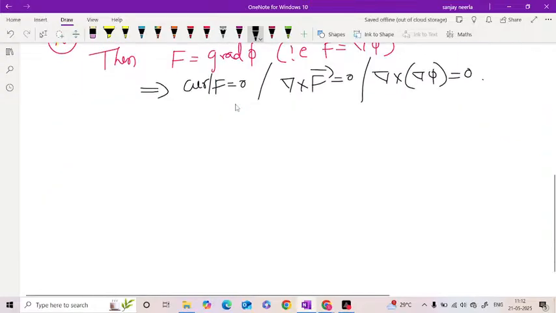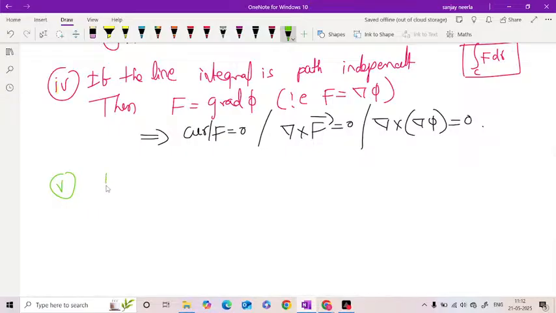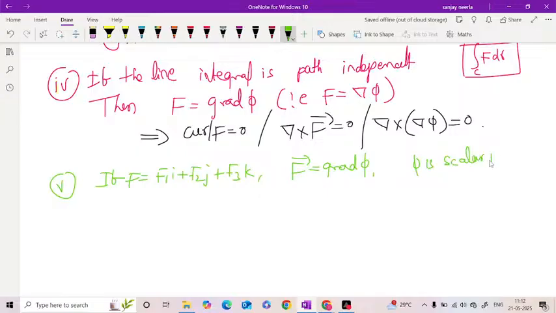Now come to the fifth point. Before going to the fifth point, I am revising the previous. Now if F is equal to f1 i plus f2 j plus f3 k, and F is equal to the gradient of phi, where phi is the scalar potential field, what does that mean?